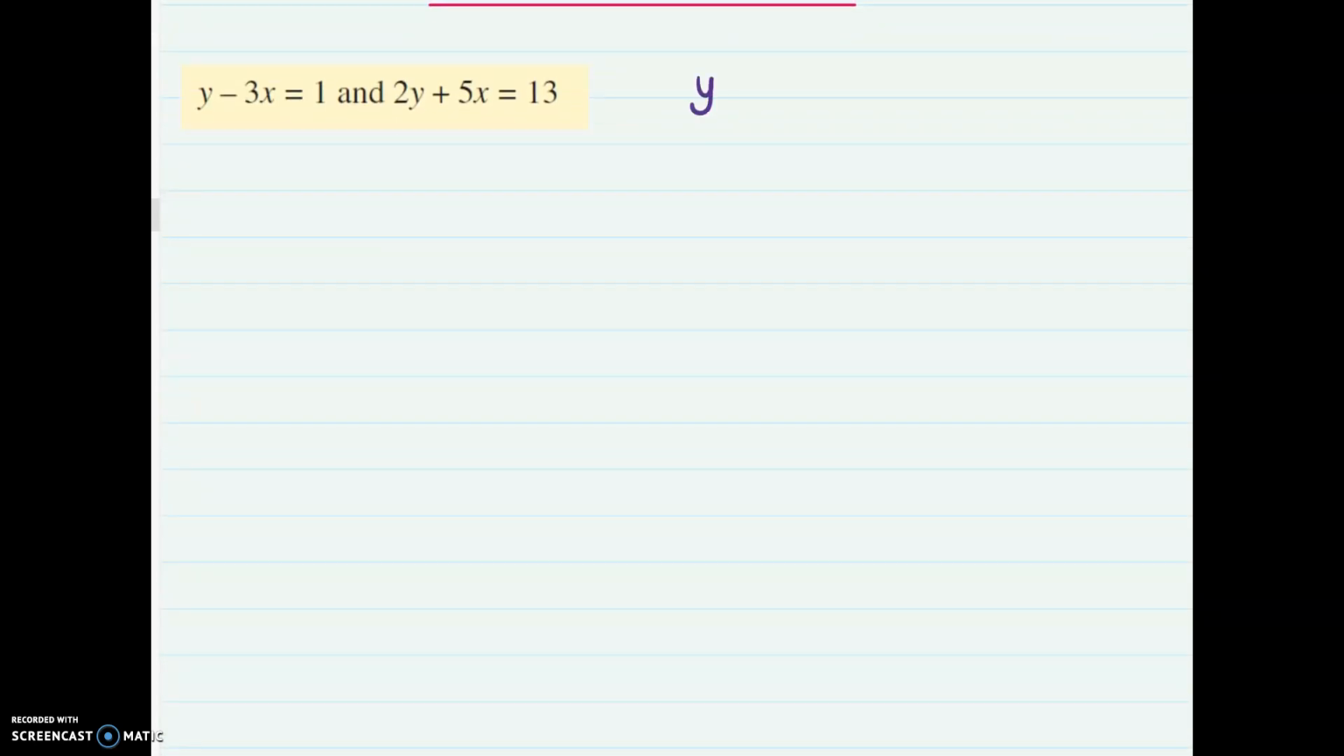Let me start by writing them. y minus 3x equals 1 and 2y plus 5x equals 13. Label them equation 1 and equation 2. So remember, I'm looking at the coefficients in front. In front of the y, I've got a 1 and a 2. In front of the x's, I've got a negative 3 and a positive 5. I've got to make the coefficient the same for one of the variables. Either I could take the x's and turn them both into a 15, because 3 and 5 each go into 15, but it's actually going to be quicker to take equation 1 times 2.